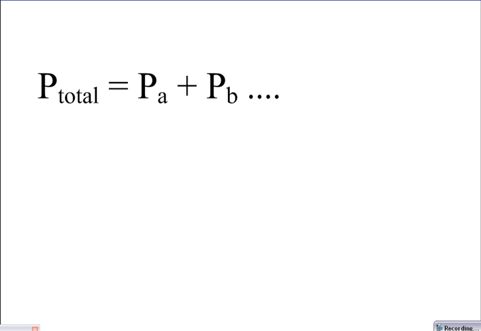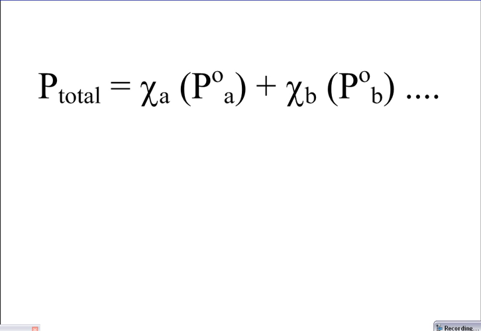So we could actually sub in Raoult's law for each one of these, where the mole fraction of the first times the pressure of the first at standard conditions plus the mole fraction of the second times the pressure at standard conditions of the second, gives the solution, and so on and so forth.